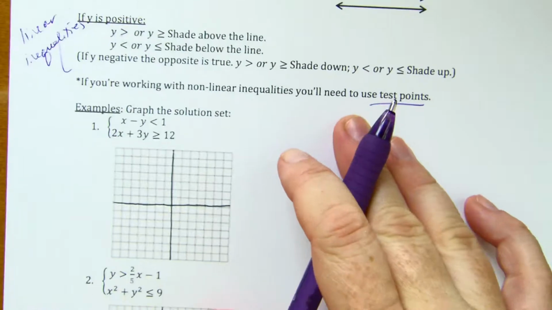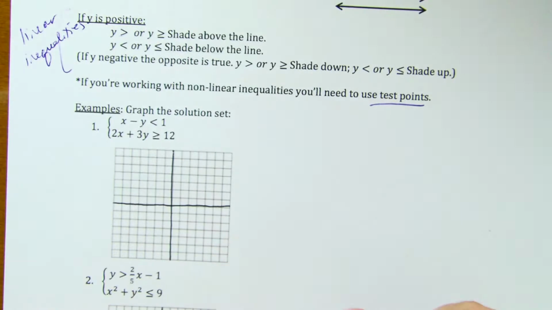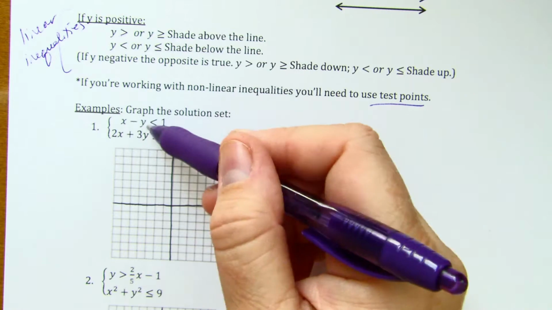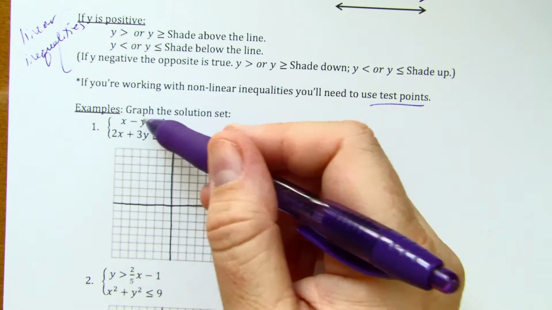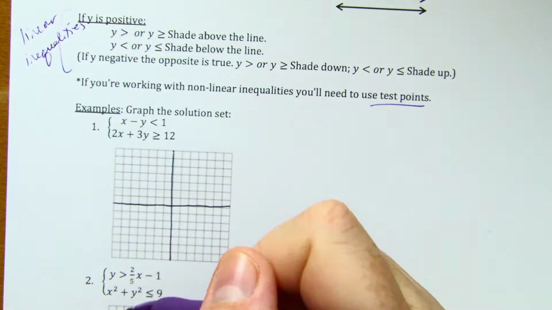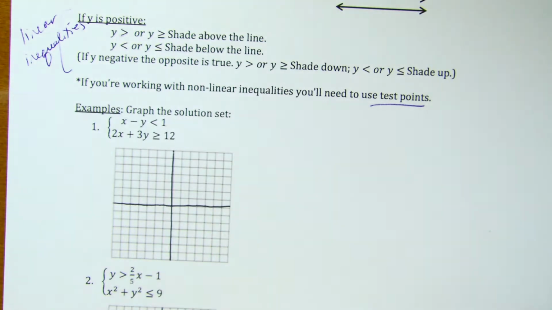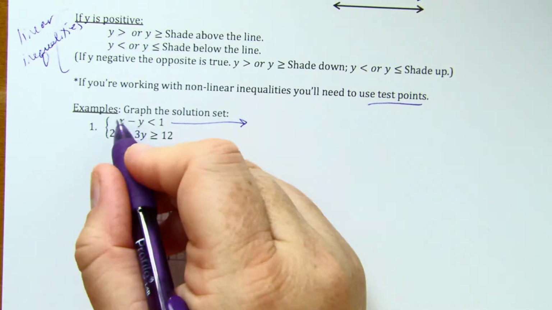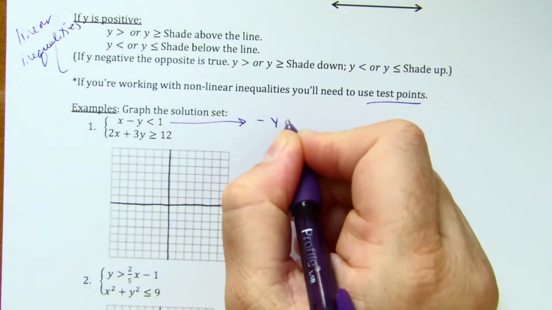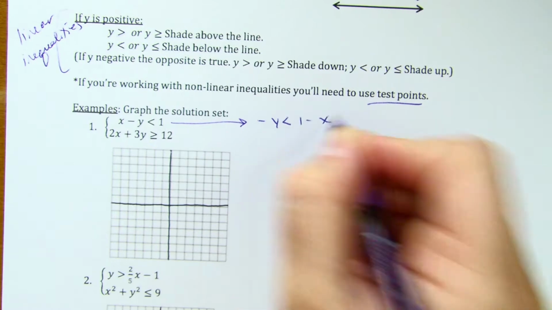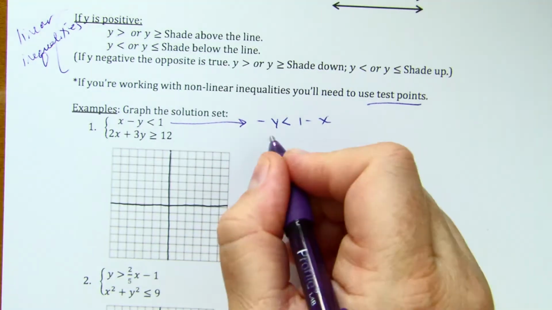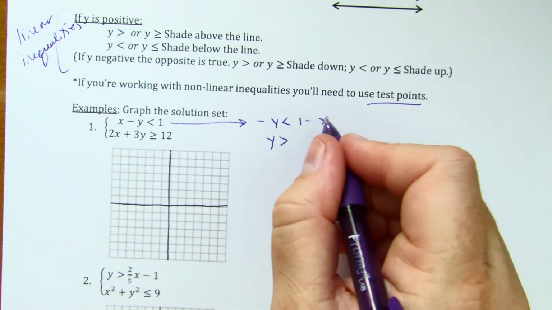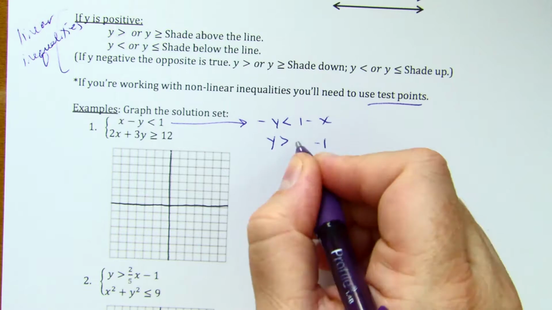So let's do our first example here. We've got x minus y is less than 1. You can either use the finger trick that I've showed you before for graphing this, or you can get it into slope-intercept form. I think a lot of people prefer slope-intercept, so I'm going to go ahead and do that here. First I'll subtract x. And then I'm going to divide by -1. But remember, when you divide an inequality by a negative, you have to flip the direction of the inequality. And this will become a -1 and a positive x.